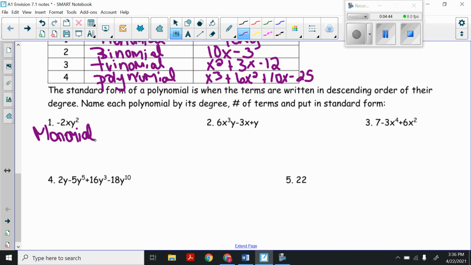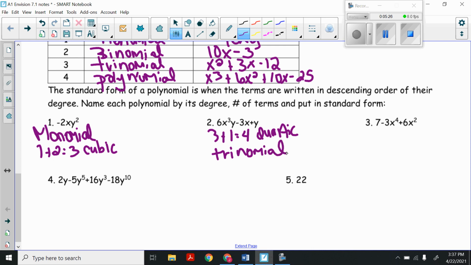Since it's a monomial, but I have both an x and a y, if I wanted to name it by its degree, I would add my exponents. The x has an exponent of 1, the y has an exponent of 2, so 1 plus 2 is 3, so this would be a cubic, and it is already in standard form. Number 2, again I would need to add the 3 with the x and the 1 with the y. So this would be a quartic. If I named it by terms, I have 1, 2, 3, so it's a trinomial. And again, it's already in standard form.